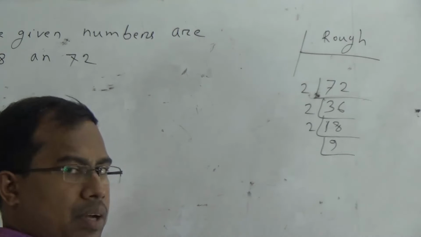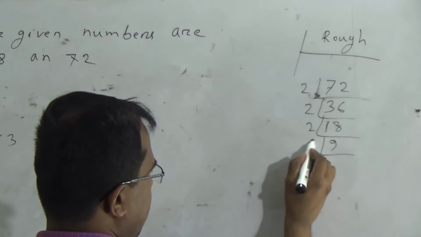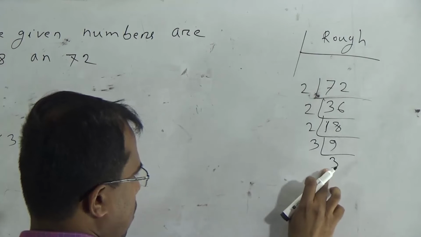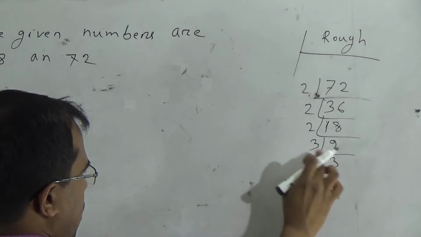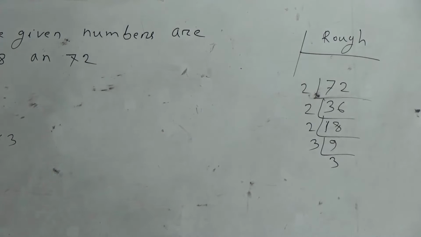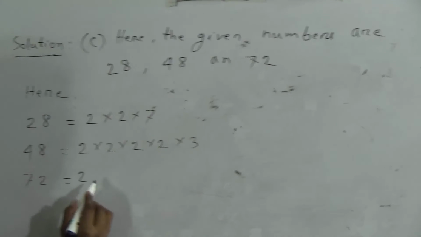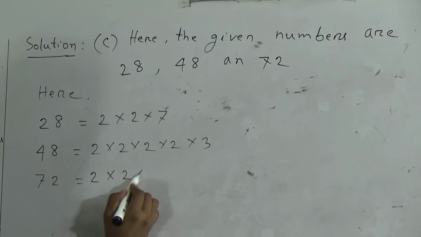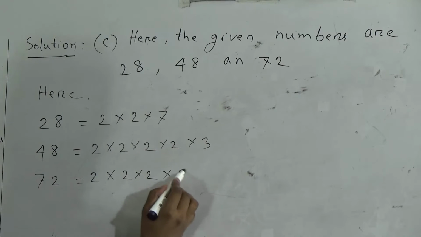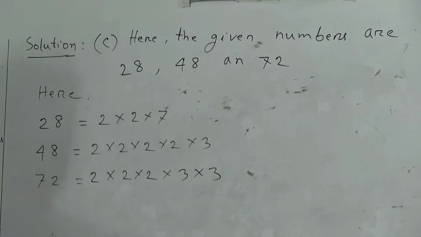3 is also a prime number. So if we divide 9 by 3, then it will be 3. So prime factors of 72 will be 2, 2, 2, 3 and 3. So we can write 72 equal to 2 multiplication 2 multiplication 2 multiplication 3 and multiplication 3.